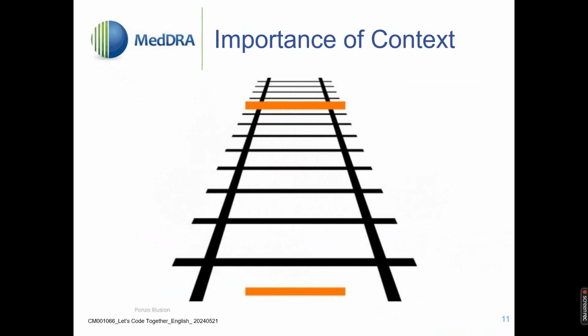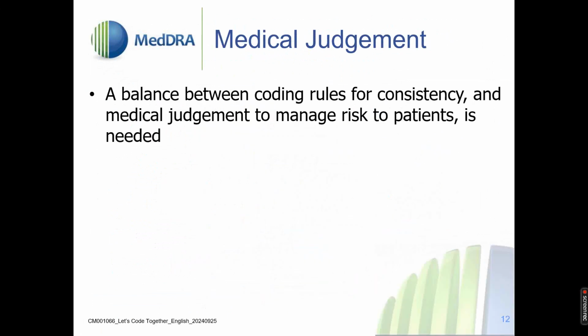Similarly here, we see again the importance of context, that these two orange lines, when displayed against what looks like a railroad or a ladder, the top one seems to be much larger when actually they're exactly the same size. So it's the same with verbatim terms, and sometimes the context can make us perceive or see a term in a different way. So something to be aware of when we look at today's examples.